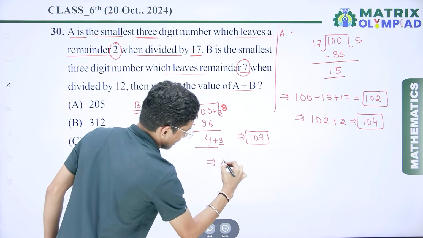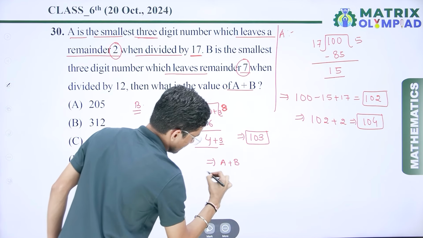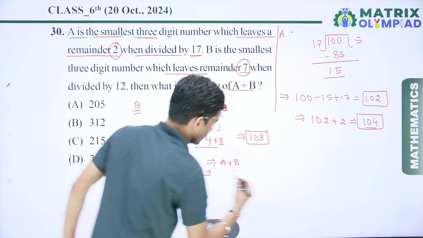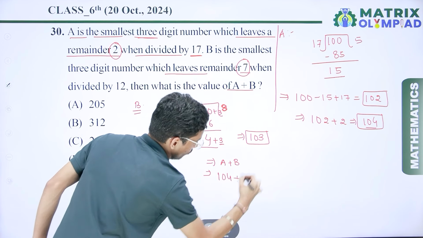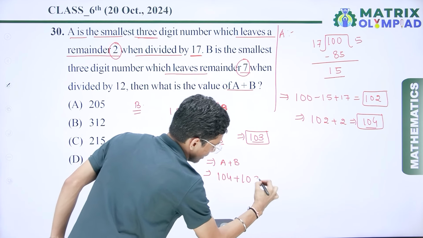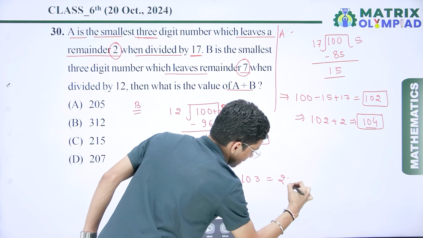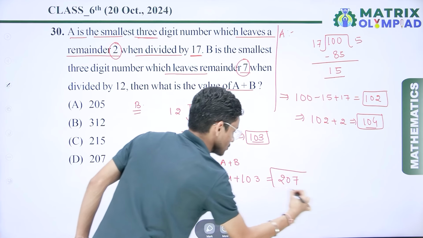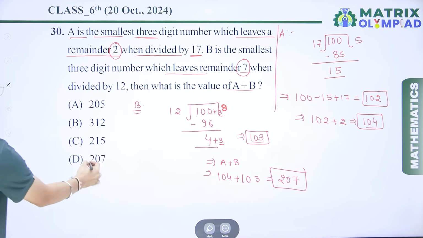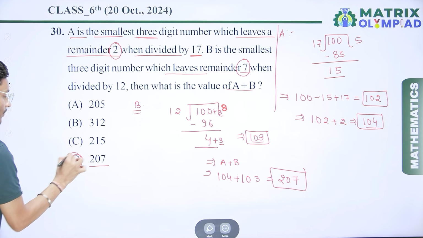So here I can say that A plus B: the value of A is 104, and the value of B is 103. If I add these, I get the answer 207. So check which option is correct. So here 207, option number D is the correct answer.